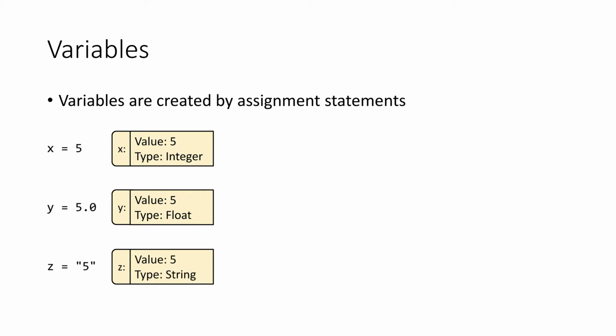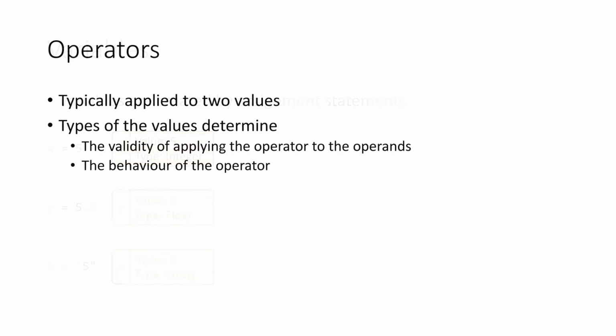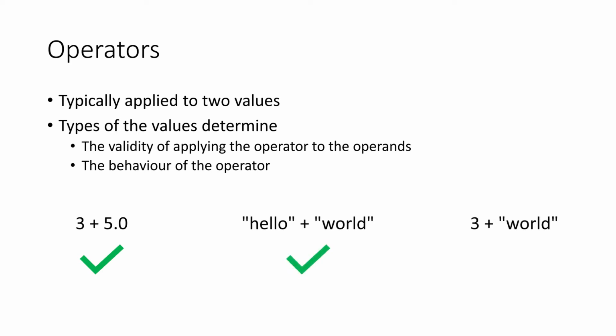The type of the value stored in a variable determines what operators can legally be applied to the variable and how the operators behave. Many of Python's operators are flexible and can be applied to values of different types, but the set of types which is valid depends on the particular operator. For example, the plus operator can be applied to an integer and a floating point value, or a pair of strings, but it can't be applied to an integer and a string. Attempting to do so will result in a type error due to unsupported operand types.